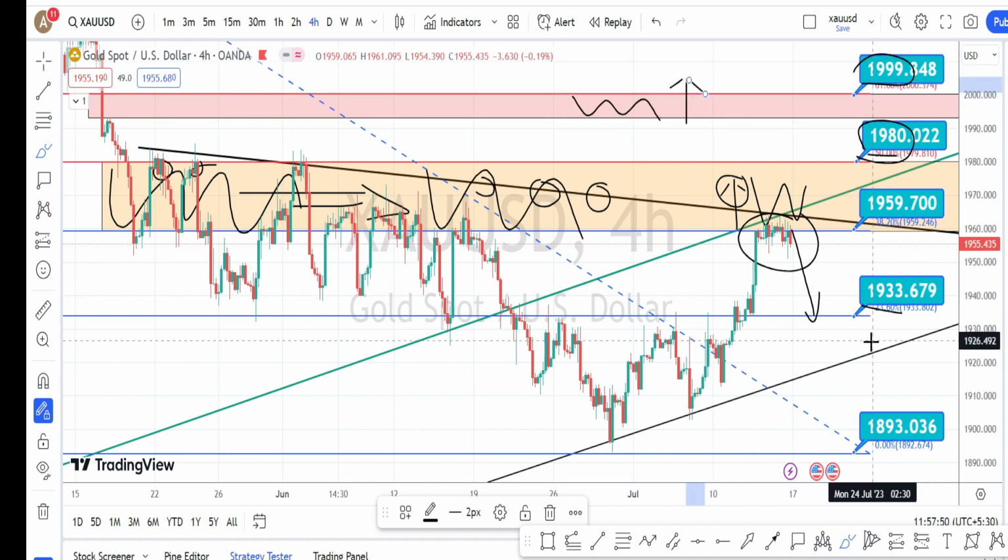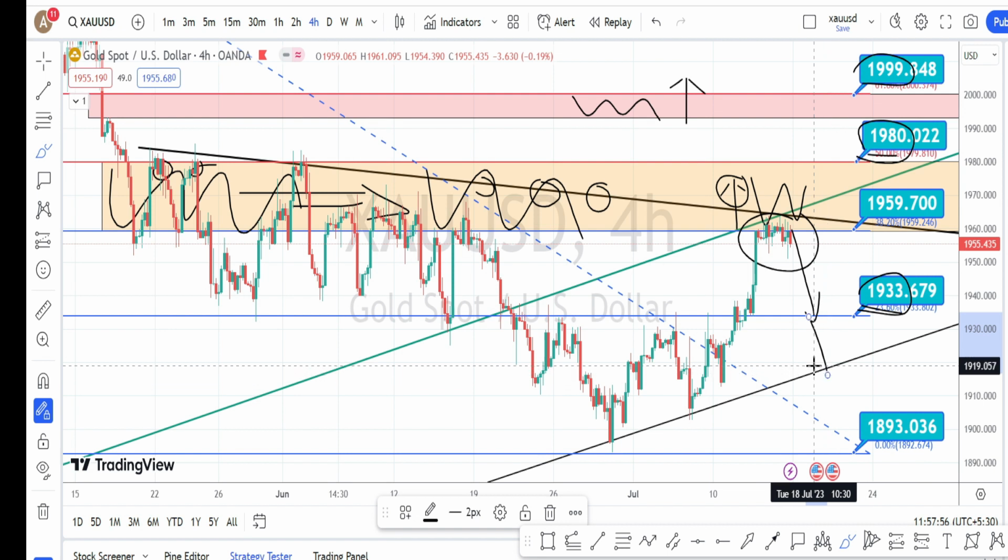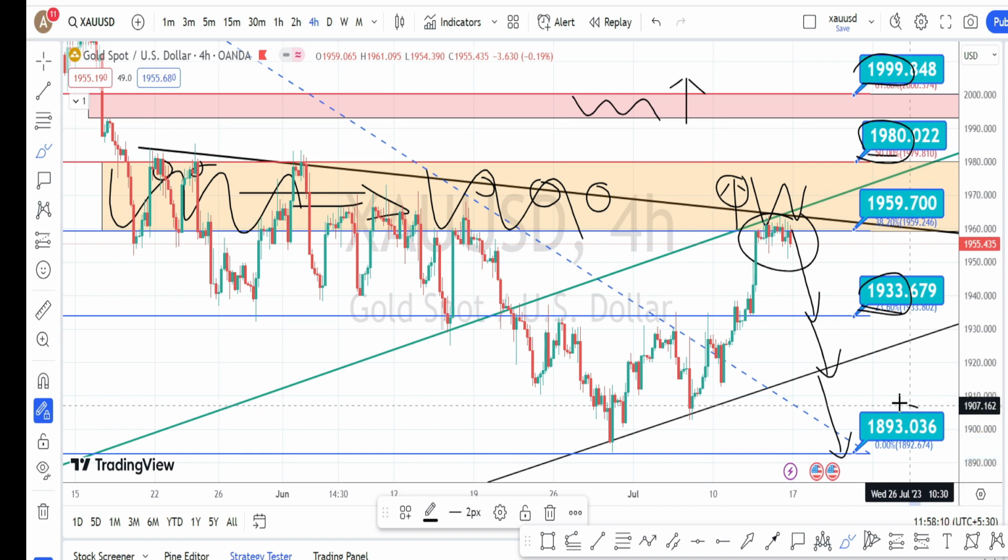And on the bearish side, if the price action breaks this support level of 1933, next level of support is going to be the weekly time frame trend line or the support line, which it has to break in order to continue its bearish side retracement in 4 hours time frame, and next level of support is going to be around 1893.